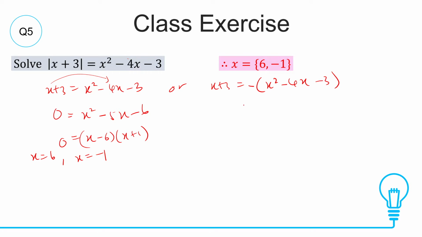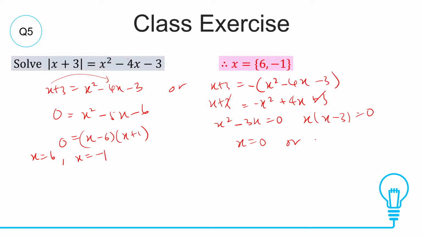And then my right hand side, negative x squared plus 4x plus 3, and x plus 3. So this one cancels. I have my negative x squared. Sorry, I make it become positive: x squared minus 3x equals 0. So x(x minus 3) equals 0. So my x is 0 or x equals 3. Now I have 4 answers.